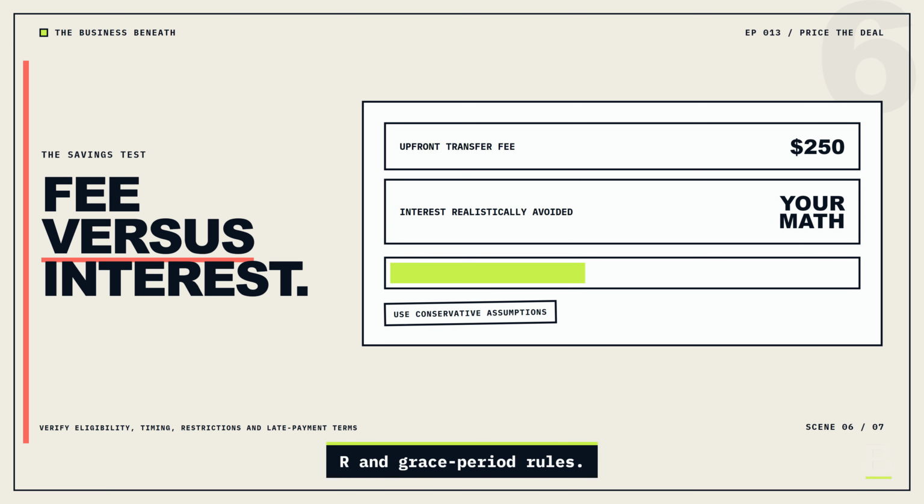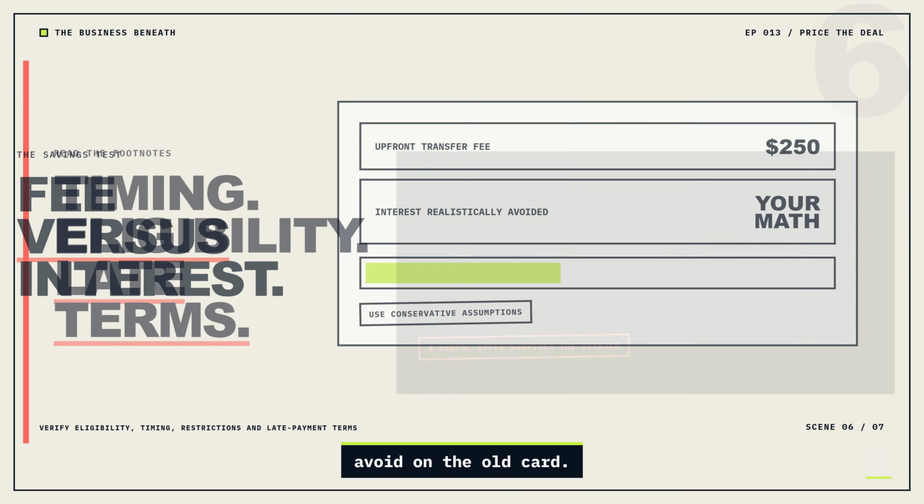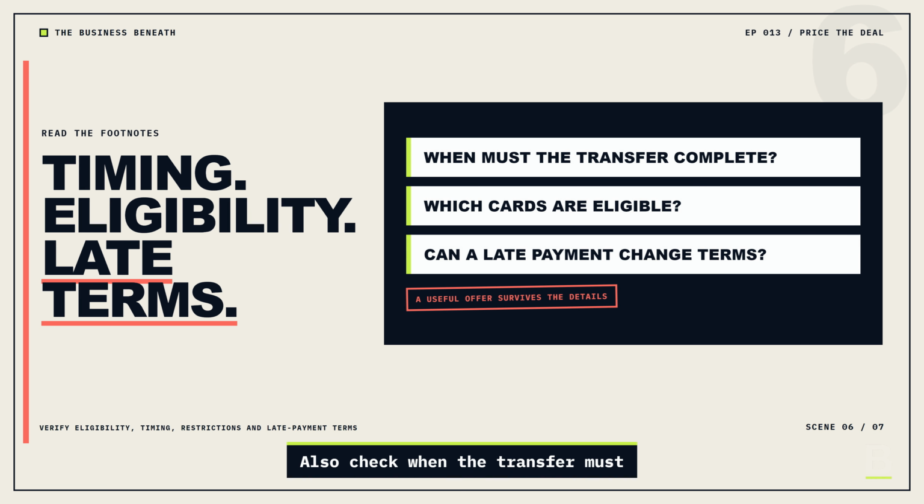Then compare the transfer fee with the interest you realistically expect to avoid on the old card. Also check when the transfer must be completed, whether the issuer limits transfers from related cards, and whether late payments can affect promotional terms. A useful offer survives the math even when your plan uses conservative assumptions.